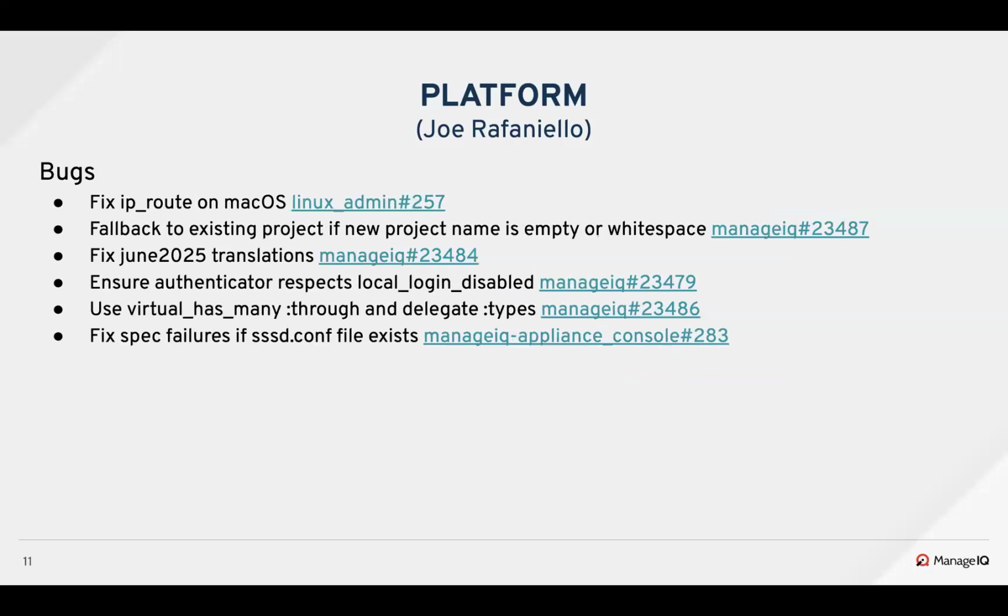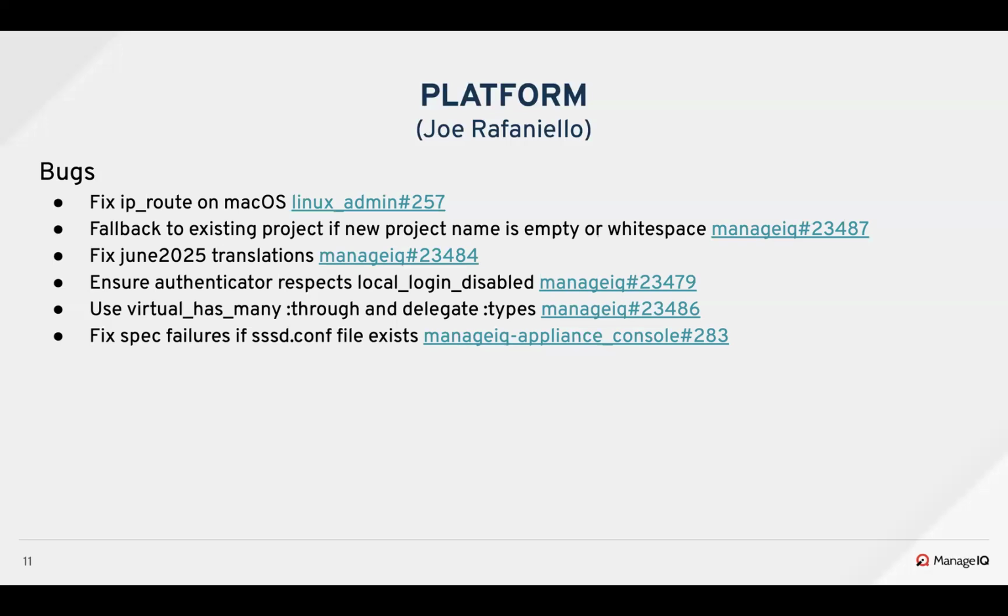For platform bugs this sprint, Keenan fixed an IP route bug listing network interfaces in Linux admin on Mac OS. Damo fixed a bug in service container template determination of the project name by using an existing project as a fallback. The translators provided fixes for translations that were either never translated or reverted back to English. Keenan fixed a bug by ensuring the admin login goes through external authentication if local login is disabled.